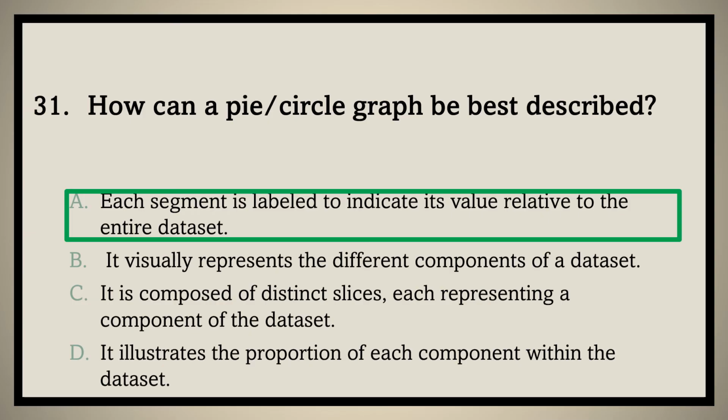A pie/circle graph typically consists of slices, with each slice representing a portion or component of the data set. In a well-constructed pie chart, each slice is labeled to indicate its value or proportion relative to the entire data set. These labels provide clarity and context, allowing viewers to understand the significance of each segment in relation to the whole. By labeling each segment, the pie/circle graph effectively communicates the relative proportions of different components within the data set, enabling viewers to interpret the data accurately and make informed comparisons.